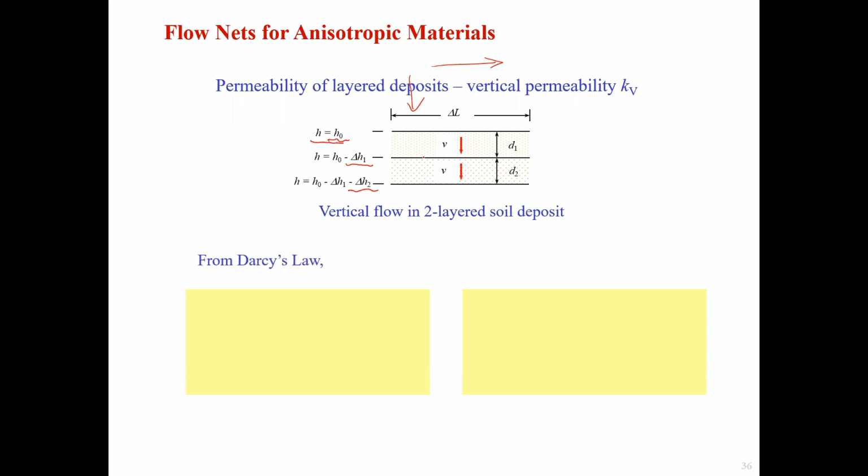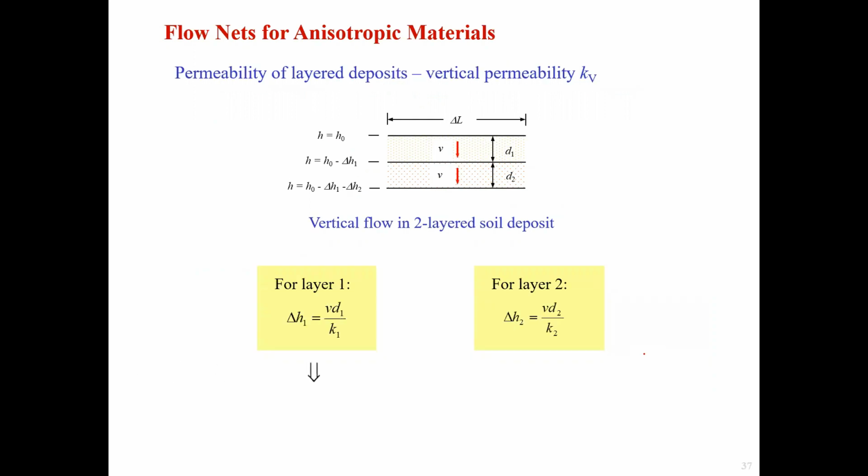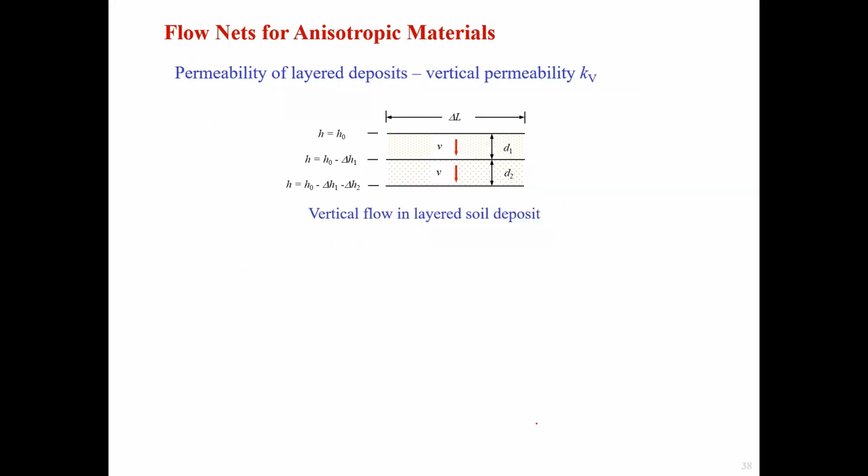Again, from Darcy's law, we have V1 equals K1 times delta H1 divided by D1. If we do the transformation, this is the expression for delta H1, the height drop. And for layer 2, again, we have the expression for the height drop, delta H2. The total height drop will obviously be delta H1 plus delta H2. If we substitute those two formulas into this one, here is the expression for the total layer system.